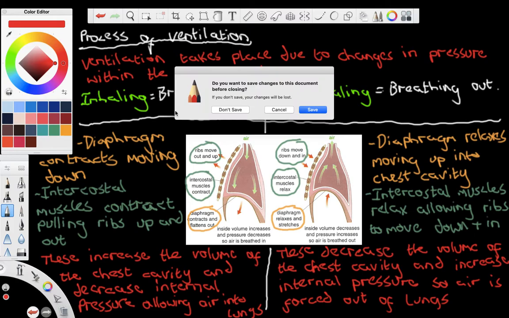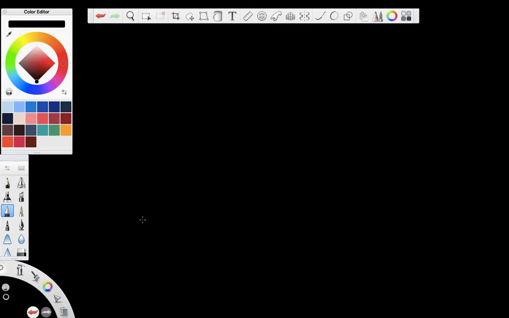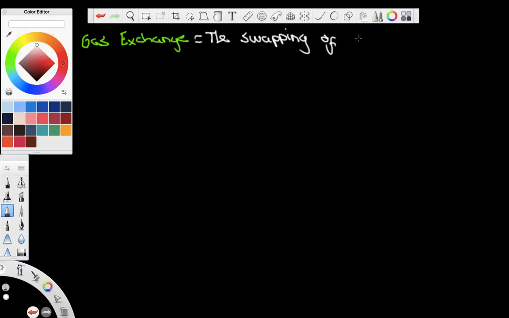Now, gas exchange is something we haven't defined up until yet, and there is a reason for that. We did touch upon it in B1, so you may have a bit of an idea about what it is. So gas exchange can be defined as the swapping of gases across a surface.